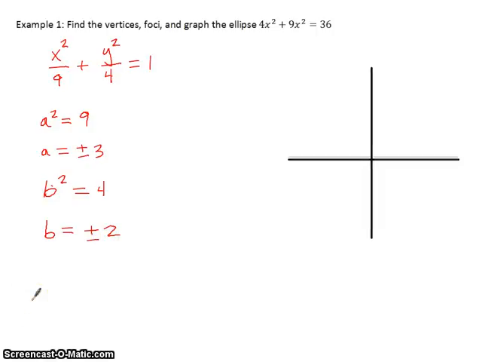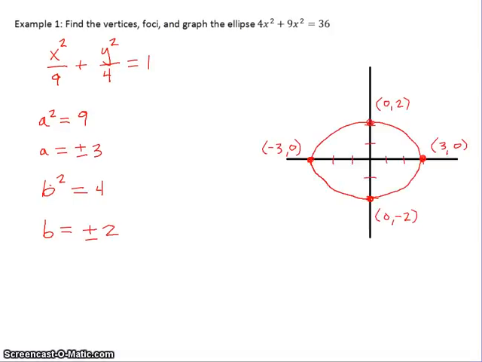Let's go ahead and plot these points and look at the graph. So based off the A and B values, I have plotted the vertices and the endpoints of the minor axis. That gives the graph. Now we just need to find the foci. And we have to use the fact that A squared is equal to B squared plus C squared.